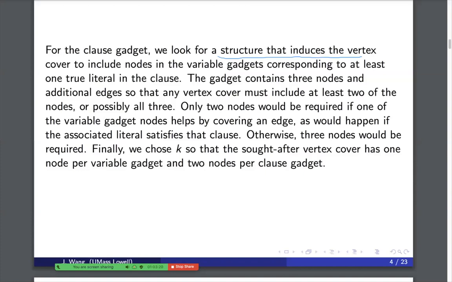So the clause gadget contains three nodes and additional edges, so that any vertex cover must include at least two of the nodes, or possibly all three. Only two nodes would be required if one of the variable gadget's nodes helps by covering an edge, as would happen if the associated literal satisfies that clause. Otherwise, three nodes would be required. Of course, these are just the reasoning behind the construction.